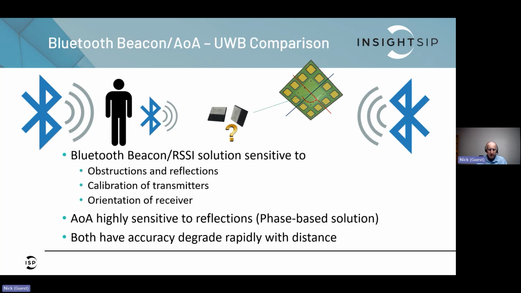And with both of these, the accuracy will degrade with distance. Whereas with UWB, the accuracy is down to timing errors, and those don't really change over distance. So it's as accurate at a few meters as at 50 meters with UWB, because the error is due to a sort of fixed timing error, which doesn't really change with distance.